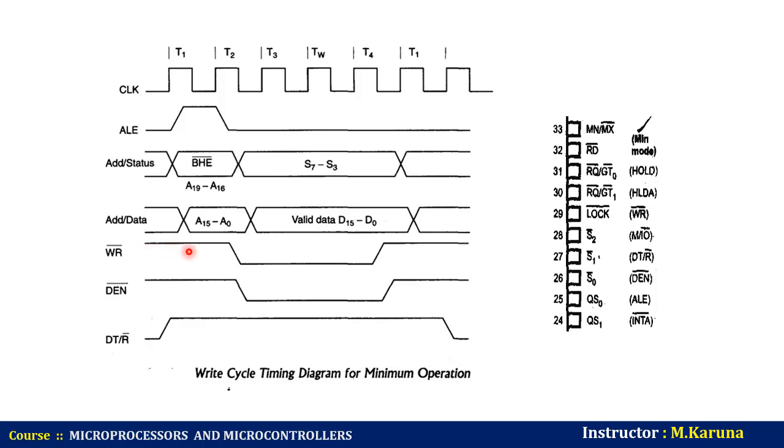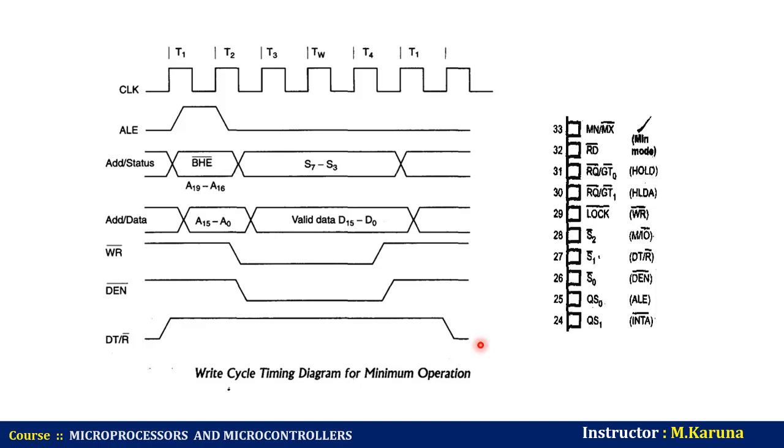Whenever the data is to be written, this signal will be activated in this duration. This is data enable bar, an active low signal to enable the transceivers. This is the write signal, nothing but the processor sending the data. That means data transmitting. So data transmit is an active high signal. T has no bar, so it is active high. So this is about the read and write timing cycles of minimum mode operation.